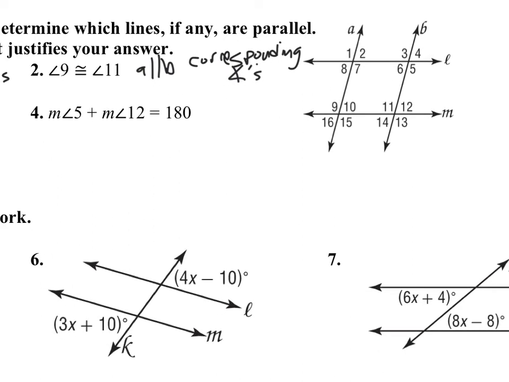Then let's take a look at question 4. It says that angle 5 plus angle 12 is equal to 180. So here's 5 and here's 12. These are same side interior angles around transversal B. That means that L and M would have to be parallel. So I'm going to say that L is parallel to M, and these are same side interior angles. You're just looking at those and verifying that if these statements are made, we have to figure out what lines would be parallel.